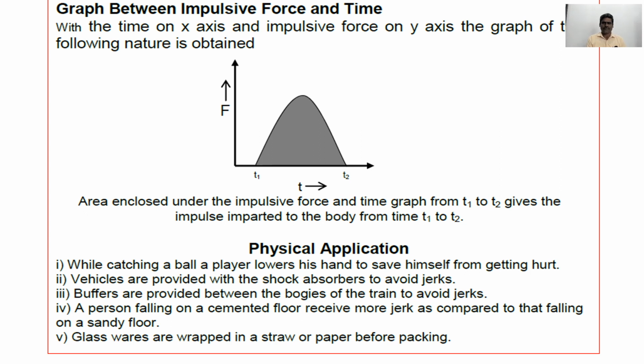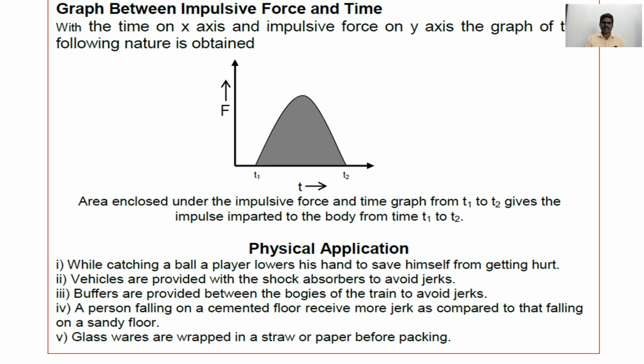Physical application of impulsive force. While catching a ball, a player lowers his hand to save himself from getting hurt. Vehicles are provided with shock absorbers to avoid jerks. Buffers are provided between the bogies of the train to avoid jerks. A person falling on a cemented floor receives more jerk as compared to falling on a sandy floor. Glasswares are wrapped in straw or paper before packing.